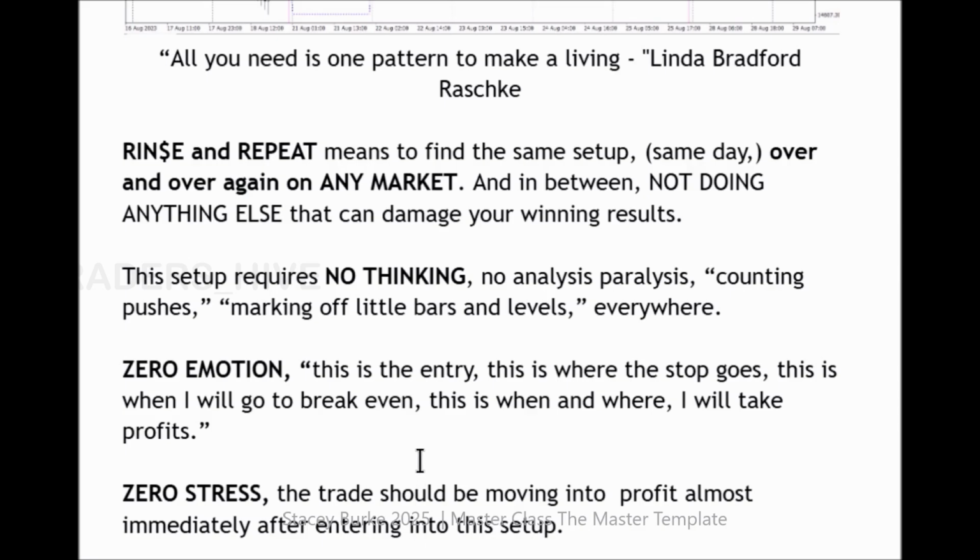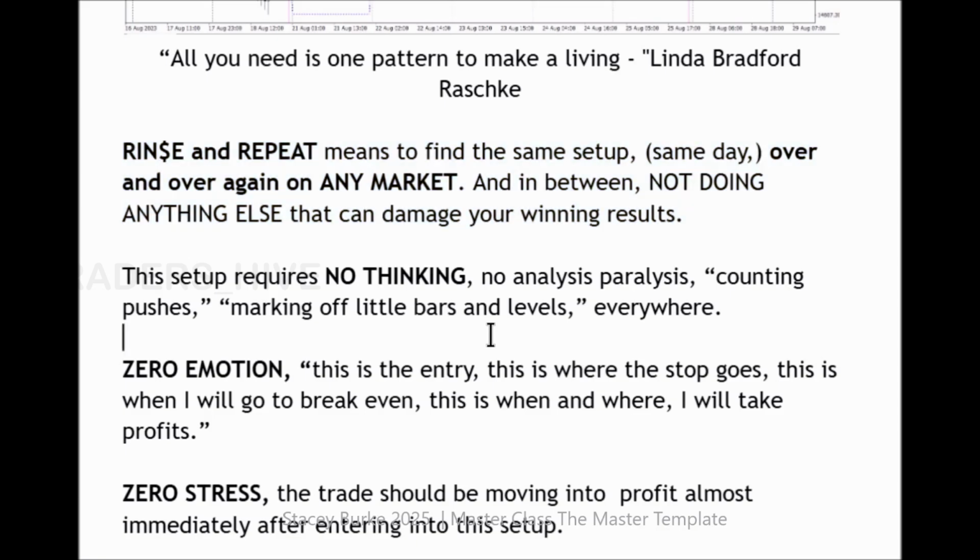Now, as I've told you in the earlier part of the video, my sons are only trading on Thursday. They're looking for Monday, Tuesday, Wednesday, close, high close of the month, low close of the month or week for the ACB Monkey Hammer template. Rinse and repeat means to find the same setup, same day in their case, over and over again in any market, and not doing anything else that can damage their winning results.